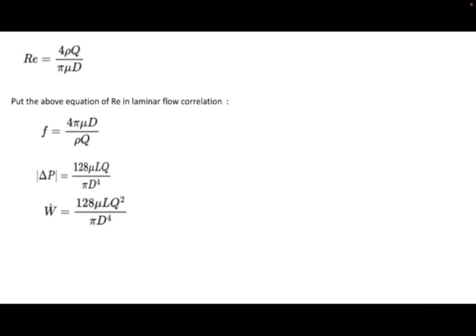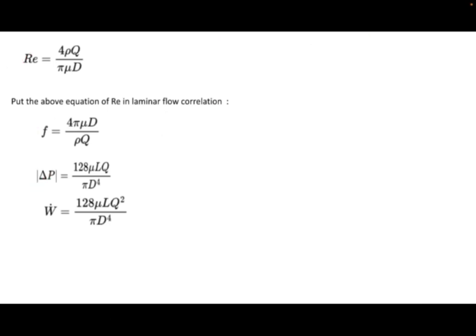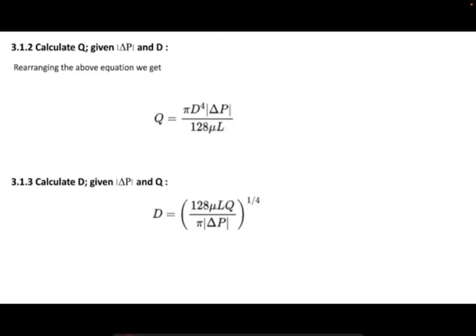Second type of problem we have is to calculate volumetric flow rate. Here given are delta P, diameter of the pipe, and the fluid properties. Rearranging the equation of delta P we got earlier, we get Q equals pi d to the power 4 into delta P by 128 mu L.